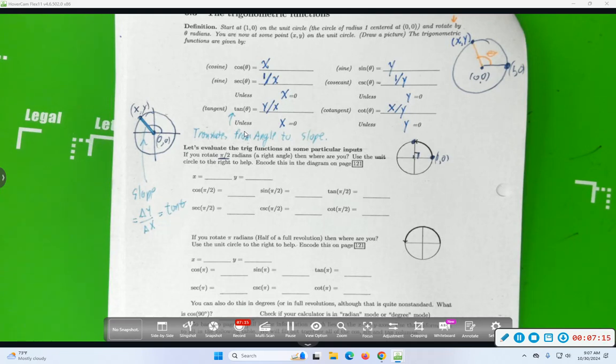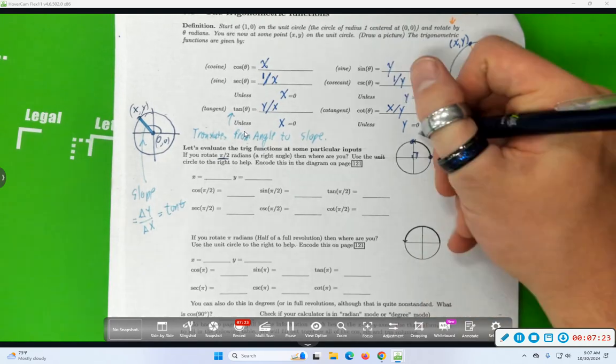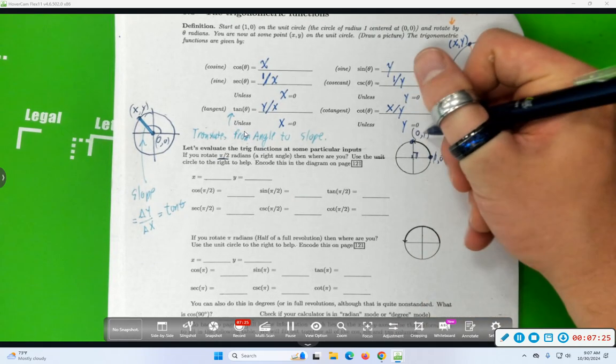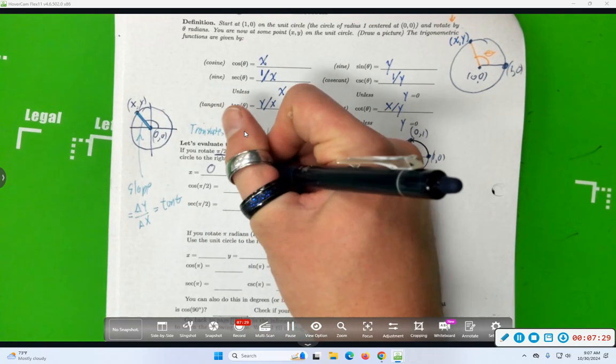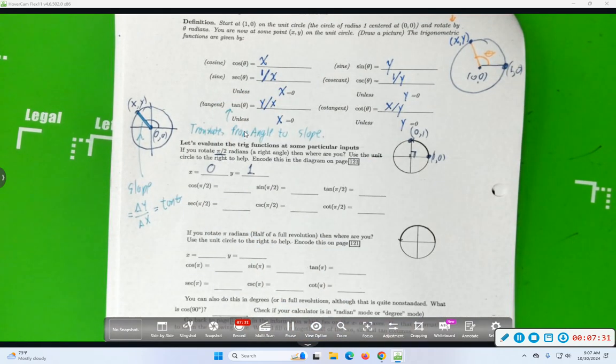Zero at 1, right? If you start at the x-axis and rotate counterclockwise at a right angle, you get to the y-axis. Ooh, so that means x is 0, y is 1. All of the trig functions are given in terms of those x's and y's. That is definitely enough information that you can compute the rest of the things in this coming set of blanks.